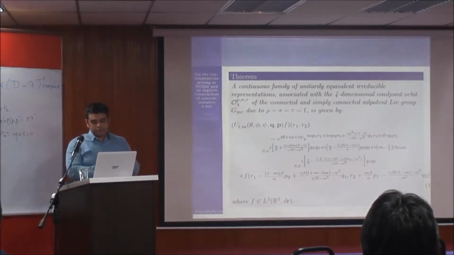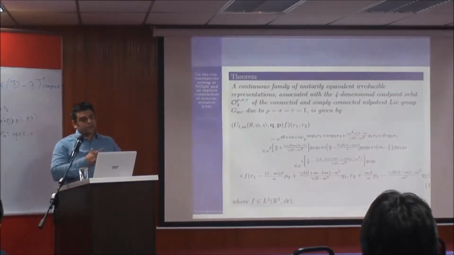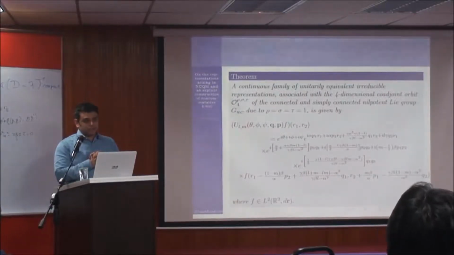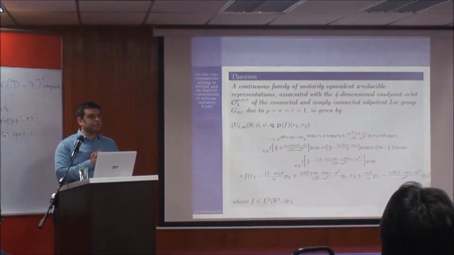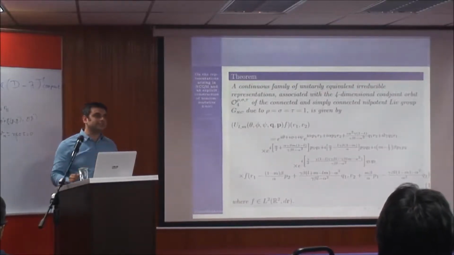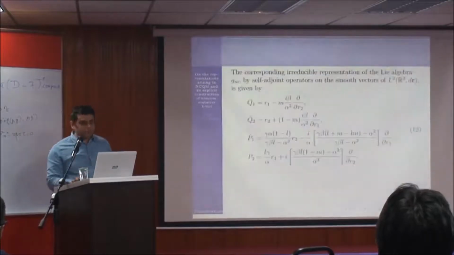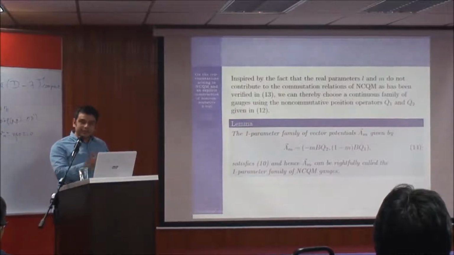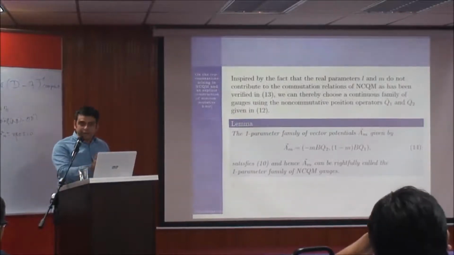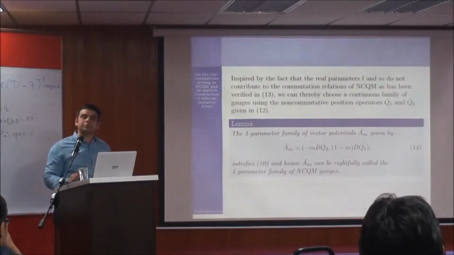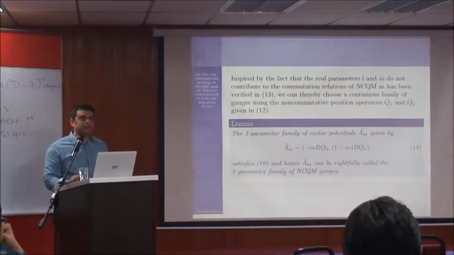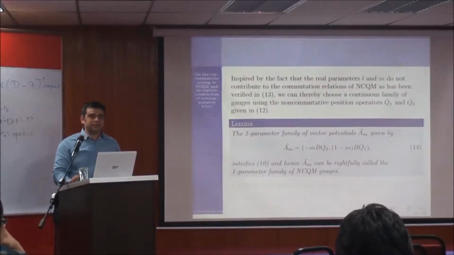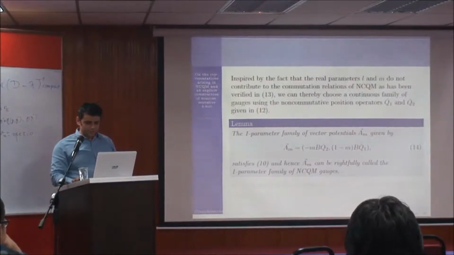Why should M and N be integers? No, they don't need to be integers. They can be anything. So it's a continuous family of gauges. In the literature, we find only the Landau and the symmetric gauge, but we find here that there is a continuous family of NCQM gauges, not just two. It's much more than that.